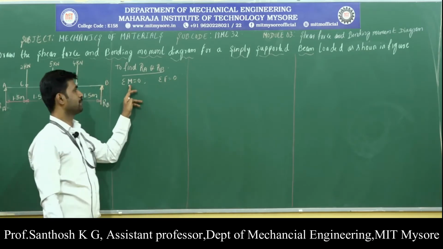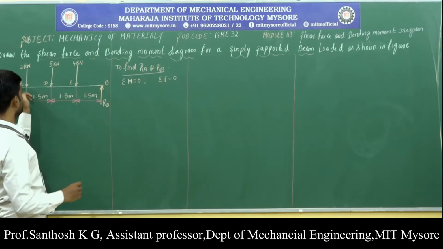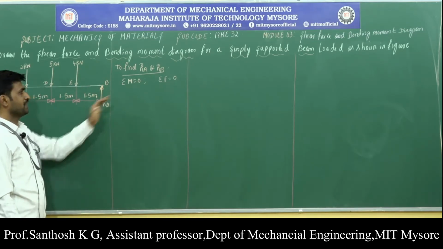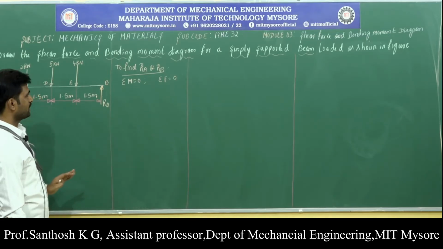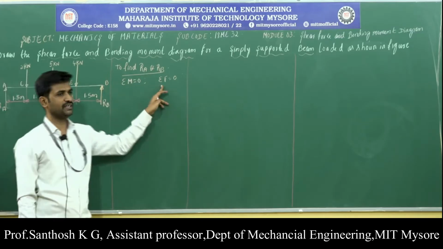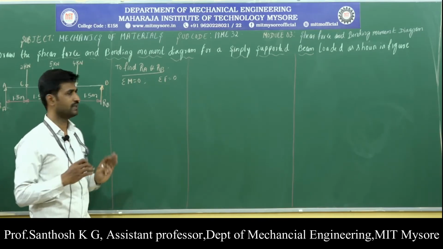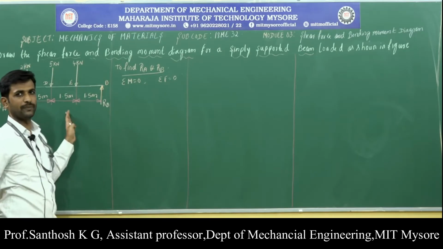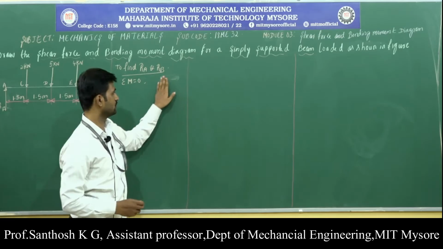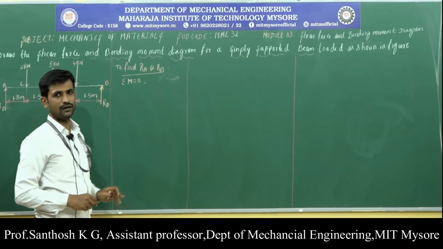The meaning of sigma M equal to 0 is that the summation of the moments created due to the various forces acting on the beam should be equal to 0. Similarly, when you add all the forces that are acting on a beam, then the summation will be 0. So, if these two conditions are satisfied, then we say that the beam will be under equilibrium under the action of the given forces. So, we use these conditions to find the values of RA and RB.